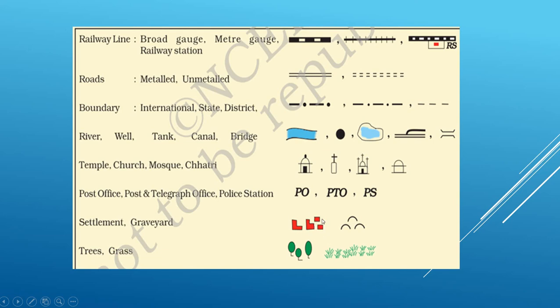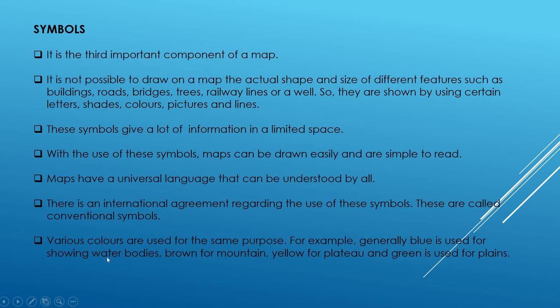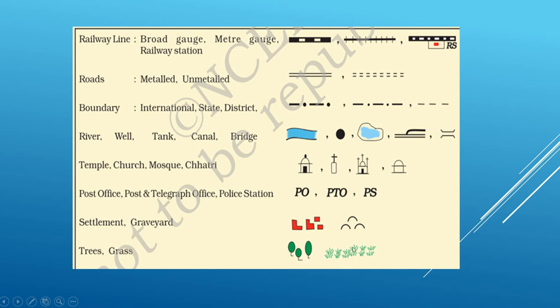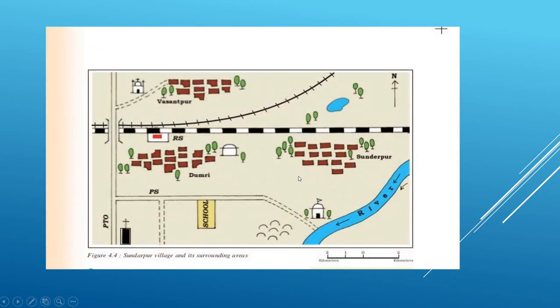And now this is for settlement, this is for graveyard, this symbol is for tree, and this is for grass. Do notice the colors also here, as has been told. Blue is used for denoting water bodies, and these particular colors for different purposes. Green is used for plains, and green is used for trees and grasses also, along with the symbols. And these are the symbols used in maps. Now again I have taken this textbook diagram here, and let's see this map properly. This is the map of Sundarpur village.